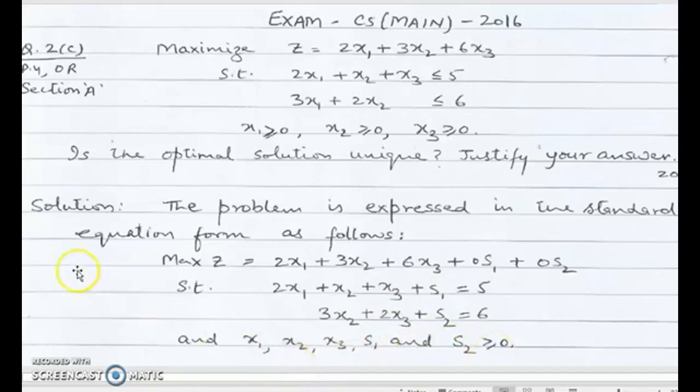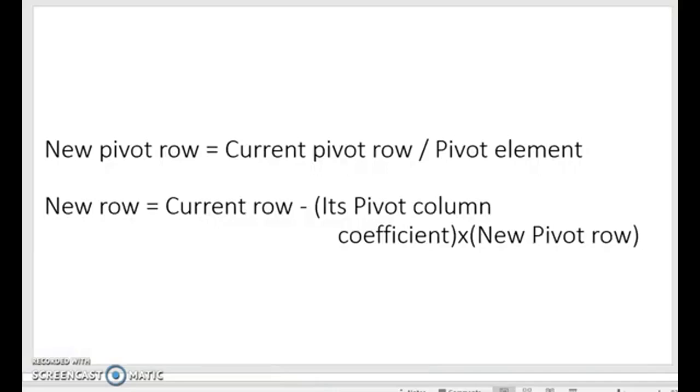Before going to the tabular form of the simplex method, we need to know the Gauss-Jordan formula, and these are the Gauss-Jordan formulas. New pivot row is equal to current pivot row upon pivot element, and the second formula is for all rows except the pivot row, meaning for the z row as well as other basic variables.